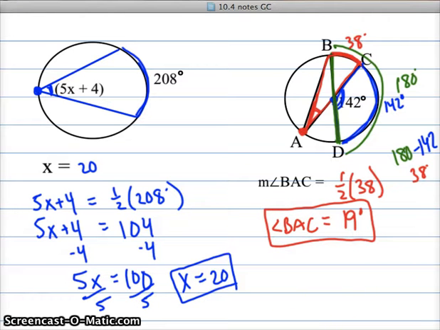So this is a good problem because it involves central angles, where the vertex on the center is the same as the arc, and it involves inscribed angles, which are half of the arc.